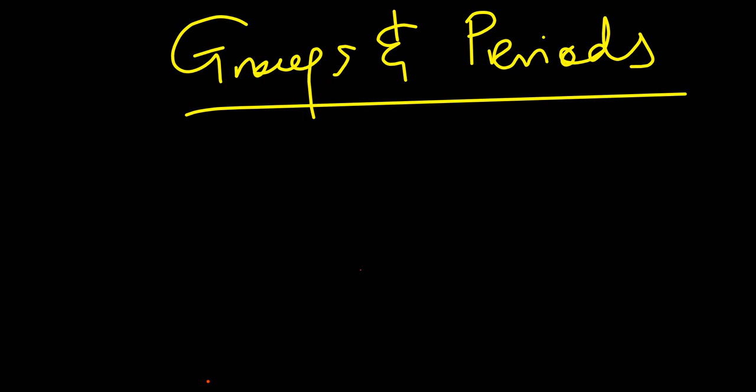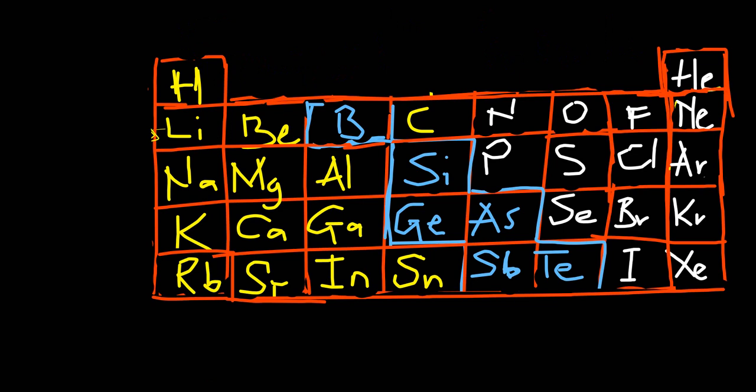In today's class, we're going to be looking at the groups and the periods of the periodic table. I remember in previous lessons, we looked at the periodic table and we said something about the groups and the periods. And I remember we looked at the simplified version of the periodic table, and that was this one. So, this was the simplified version of the periodic table we looked at.